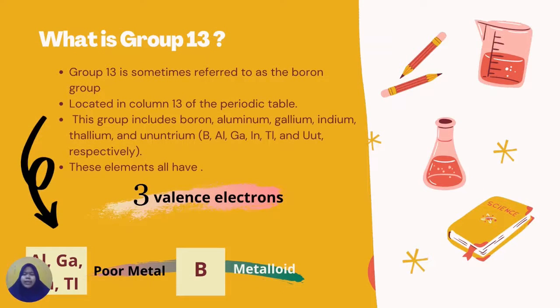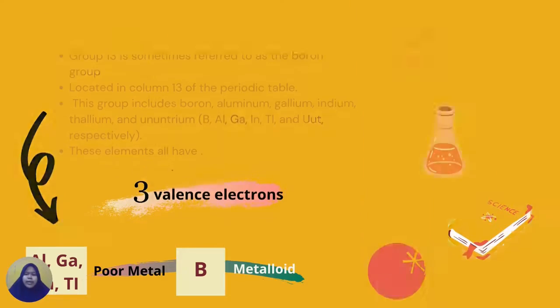What is Group 13 actually? Group 13 is sometimes referred to as the boron group and it is located in column 13 of the periodic table. This group includes boron, aluminium, gallium, indium, thallium and also yttrium. In general, the group that an element is located in is based on the valence electrons of that particular element. In this case, as it is in Group 13, the valence electron count is 3. For information, only boron has metal-like properties and the rest have the properties of poor metals.